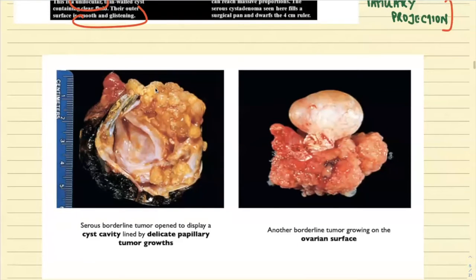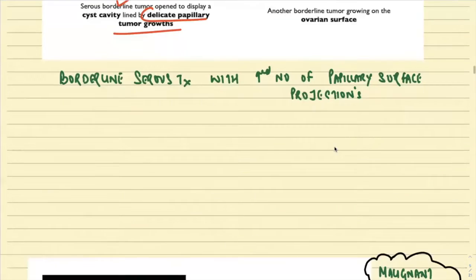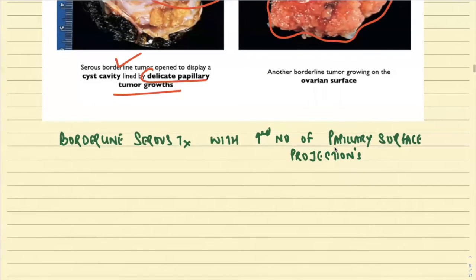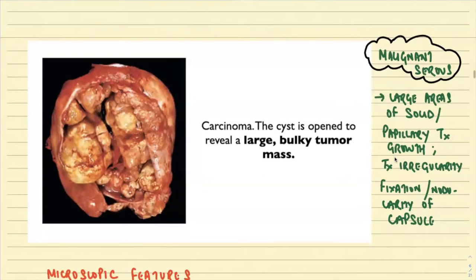This is your borderline tumor. On the surface, you can see they are opened and you can see certain delicate papillary tumor growth on the inside after cutting it open. Also, in another borderline tumor, you can appreciate a lot of papillary growth. They look like papilla on the ovarian surface. Borderline serous tumors are associated with an increased number of papillary surface projections, as we can appreciate from these diagrams.